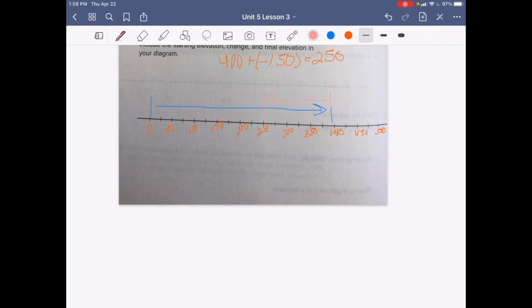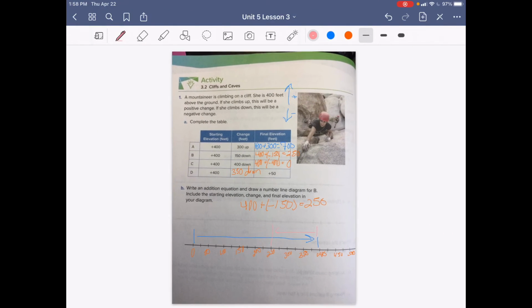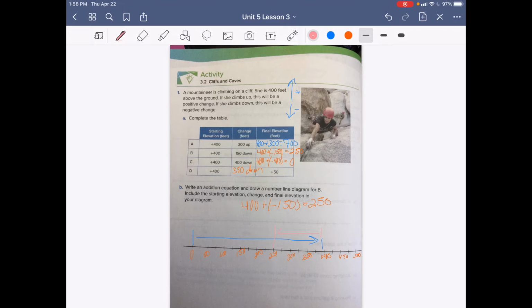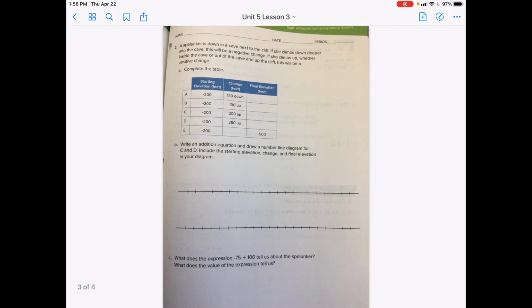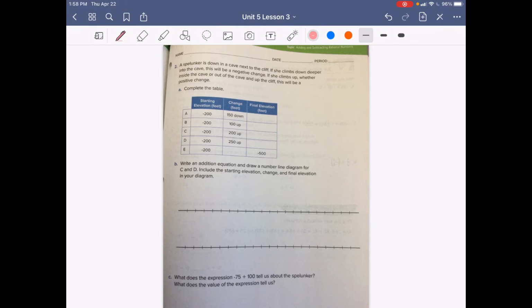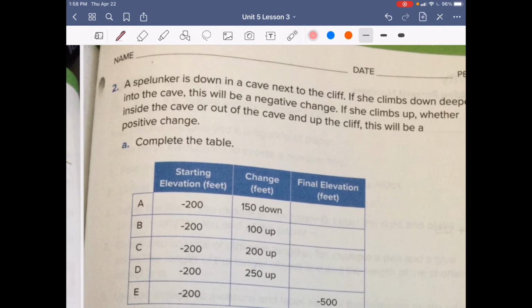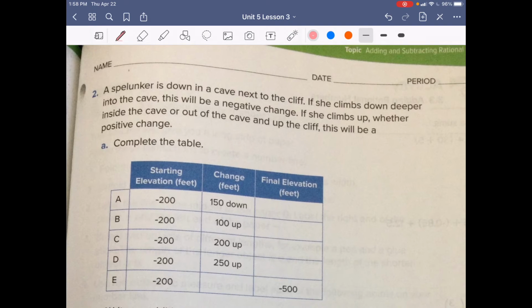All right, that's it for this page. Let's go ahead and turn the page. Oops, wrong thing. There we go. And now we're going to be looking at our next problem. So problem 2, a spelunker.